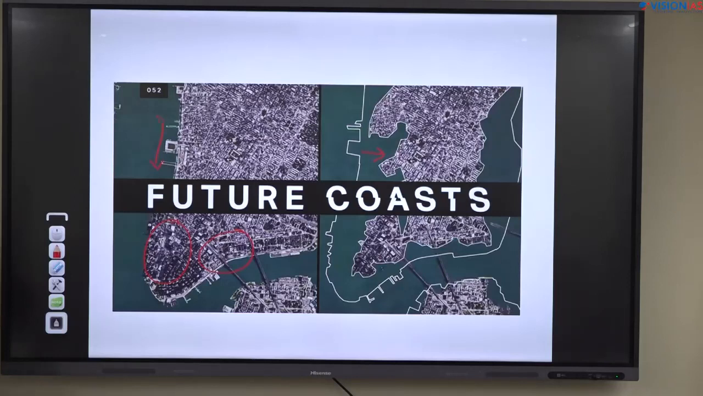Large scale displacement of human population will happen in future because coastal areas would be submerged, given the rate at which the water level is increasing. Clear on this? So this is your assignment that I have given you.